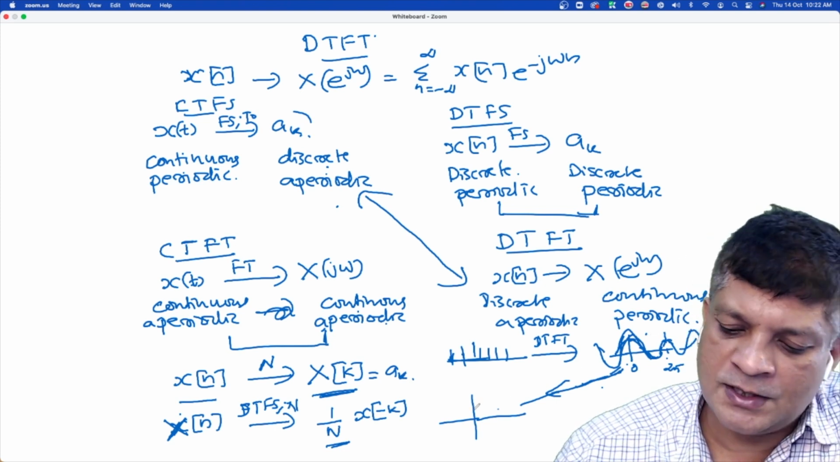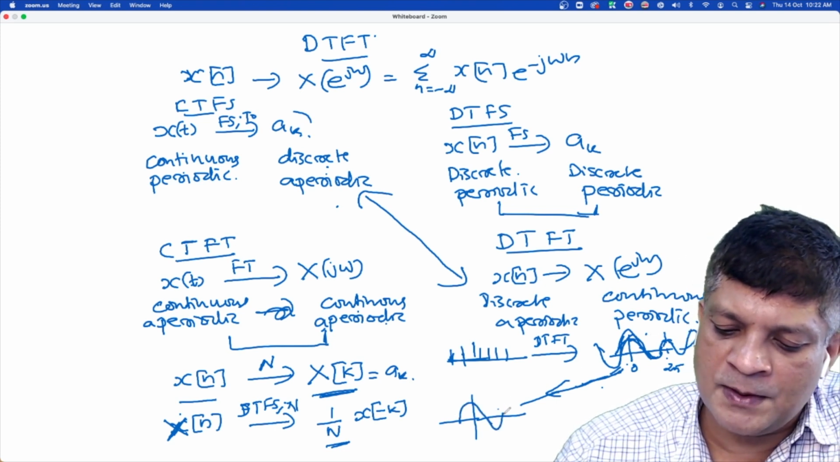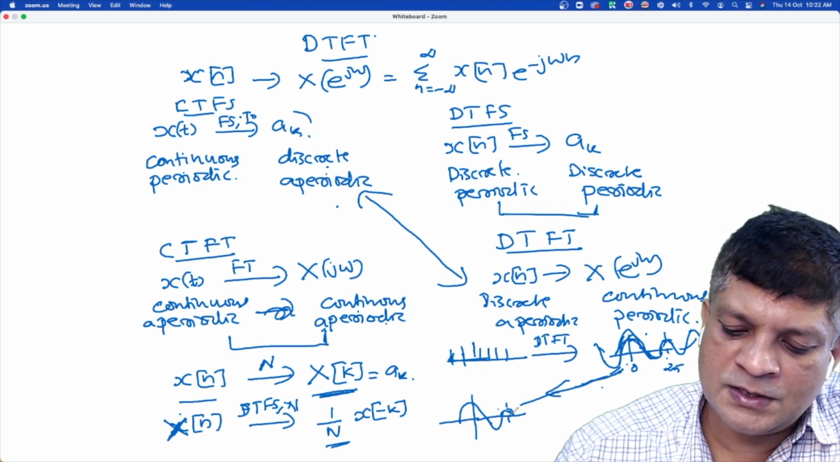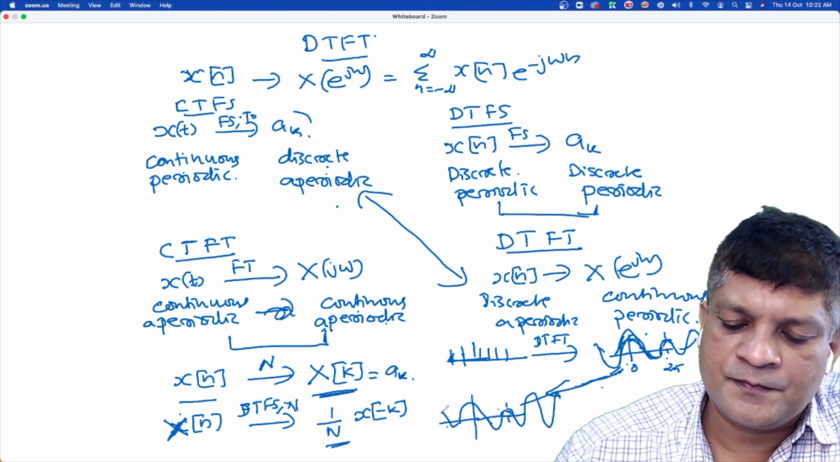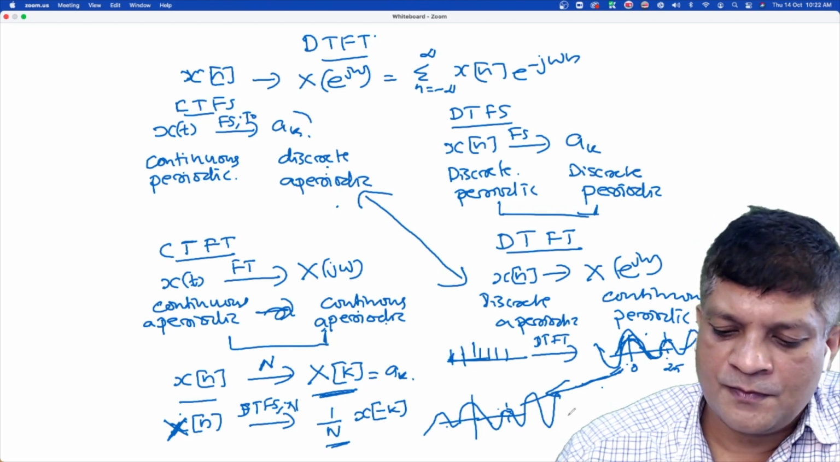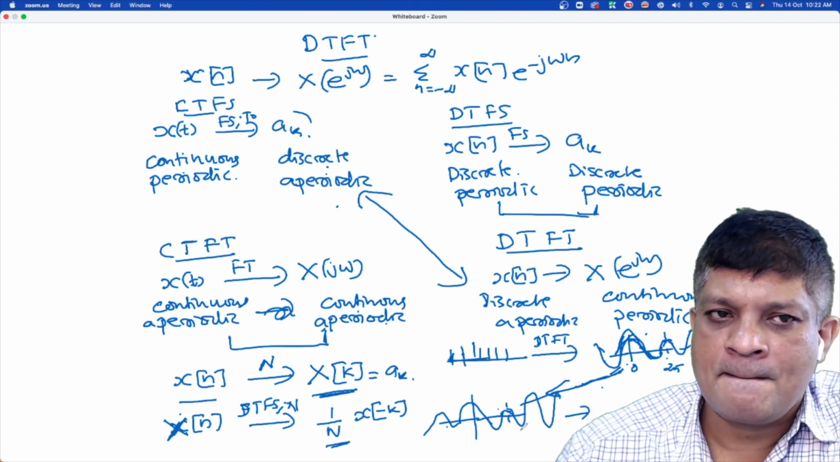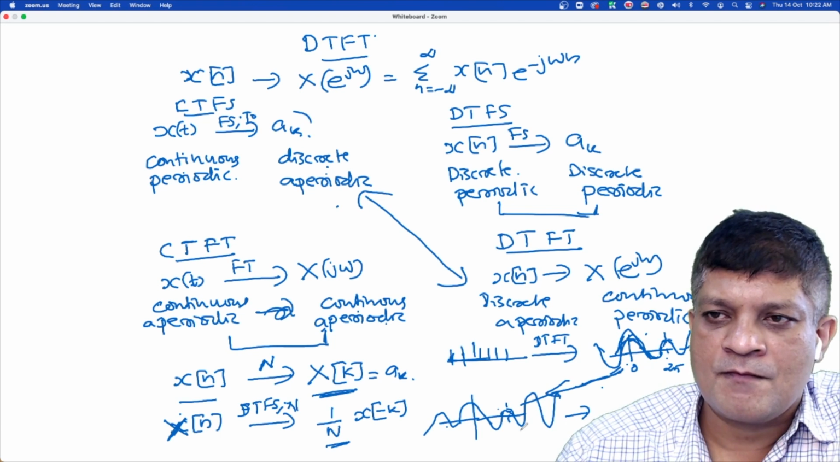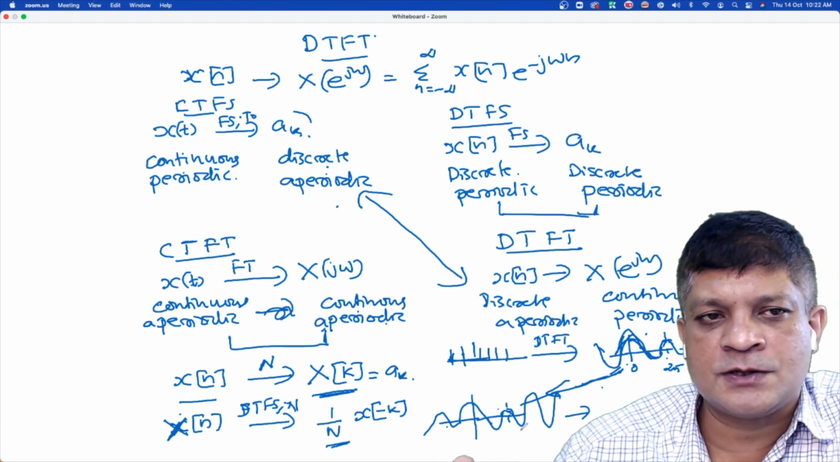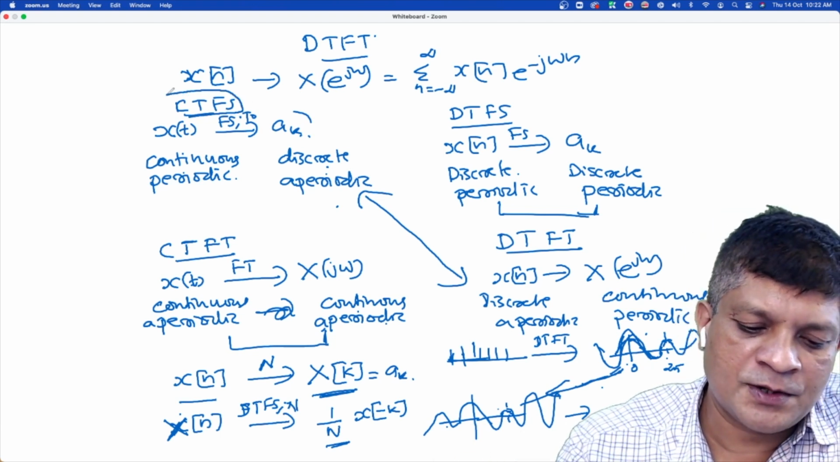So if we consider a periodic signal having this shape in the time domain, what is the Fourier representation? For a continuous time periodic signal, it is the continuous time Fourier series, is it?